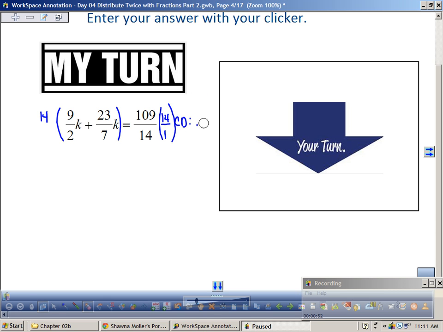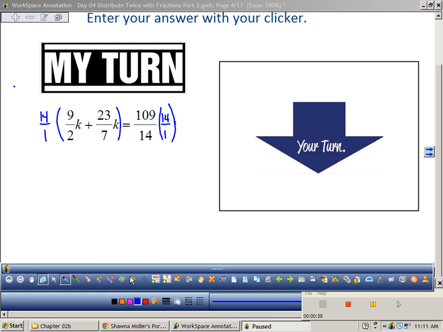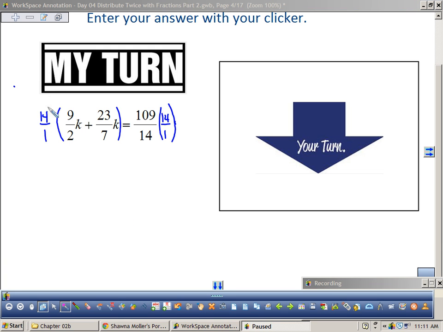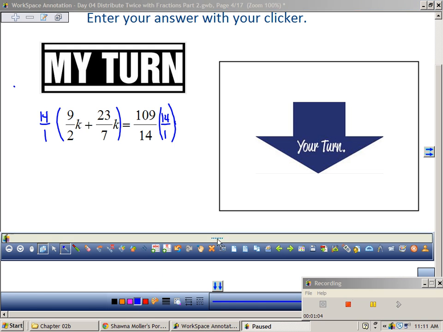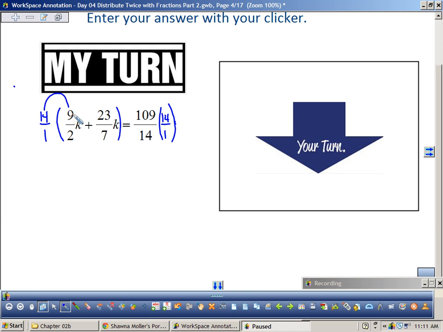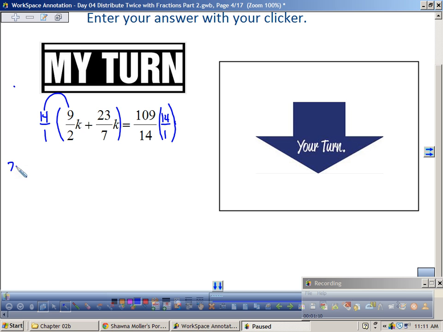Here, let's move this over here. I should say specifically 14 over 1. Now let's distribute. So I'm going to distribute, stay with my blue, and distribute this. I'm going to break up that 14. I'm going to break it up as 7 times 2 over 1 multiplied by 9 halves k. Everybody okay with that? Then I'm going to distribute to this one.